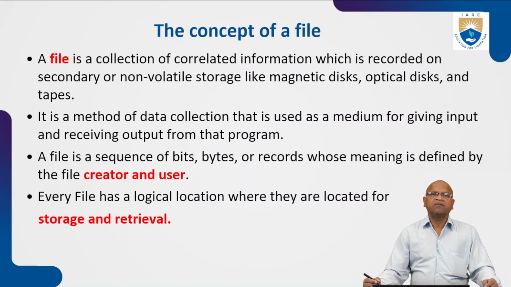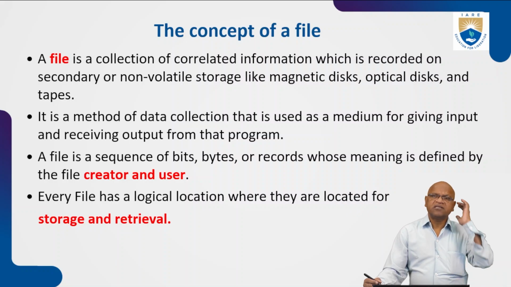Because whenever you want to save anything, we will save it in the hard disk. The hard disk may be magnetic or optical disk or tapes. So that's what the hard disk is made up of. It is a method of data collection that is used as a medium for giving input and receiving output from the program. The file is a sequence of bits. Basically, this is important: the file is a sequence of bits, bytes or records, whose meaning is defined by the file creator and user.